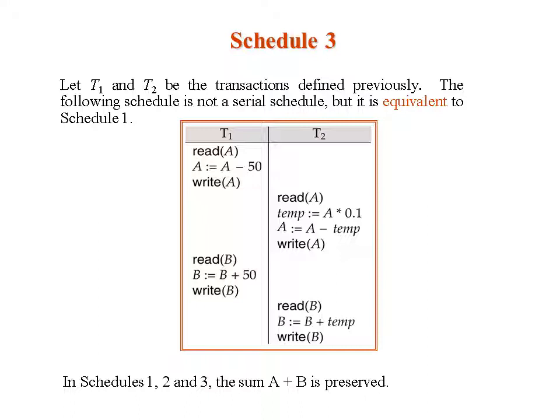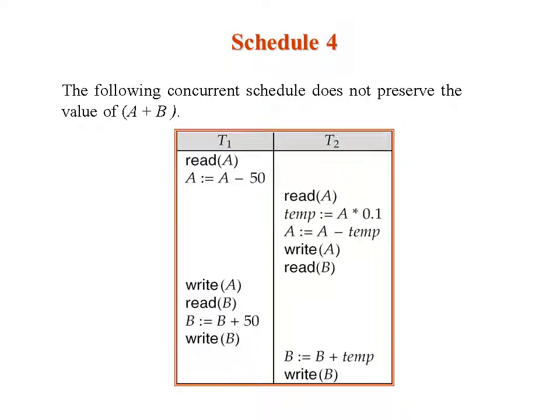Now we go to schedule 4. Here you're not going to get A plus B as 3000, you're going to get it here as 3050. That means you are going to get some inconsistent state. So you can say it's not a valid schedule actually.